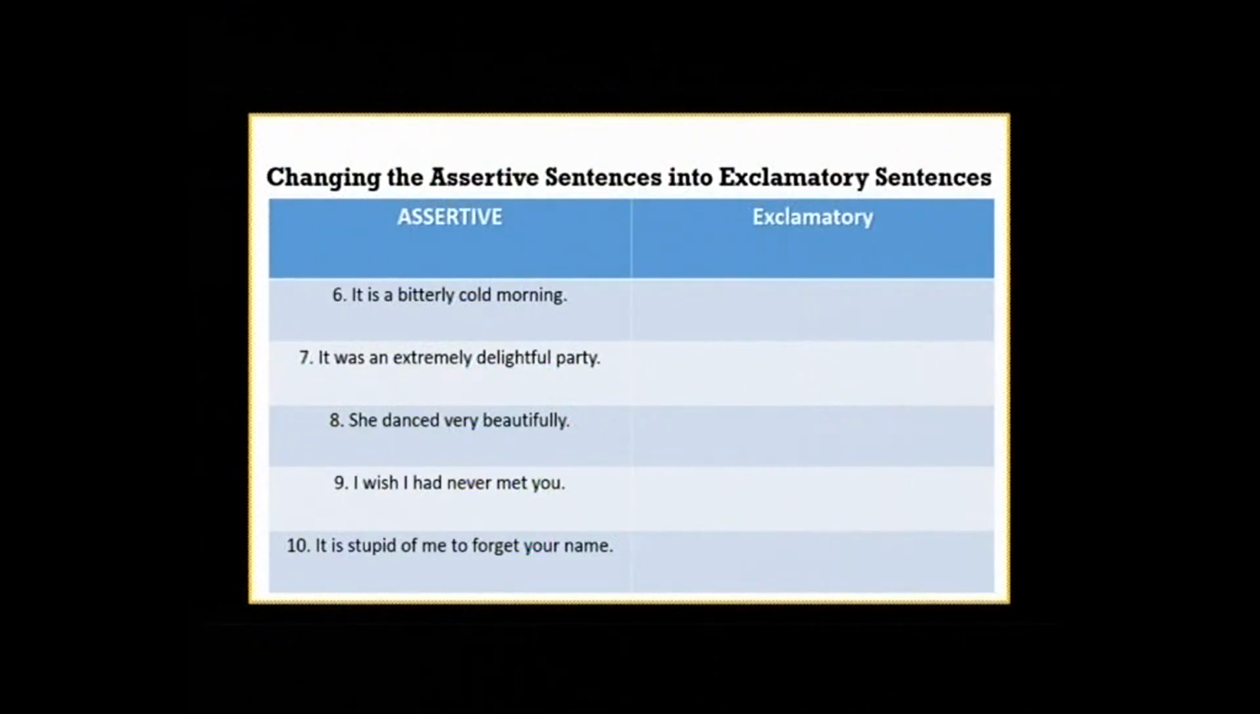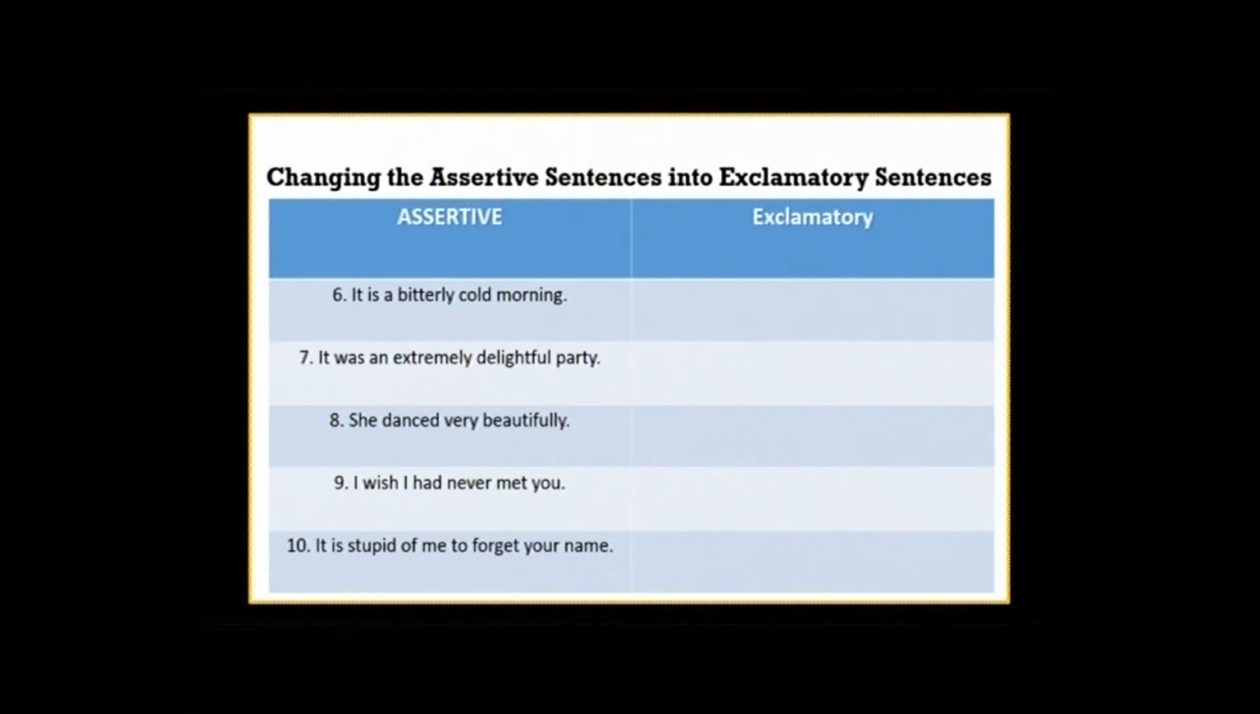Yeah. Next, it is a bitterly cold morning. Seventh, it was an extremely delightful party. Eighth, she danced very beautifully. Ninth, I wish I had never met you. And the 10th, it is stupid of me to forget your name.